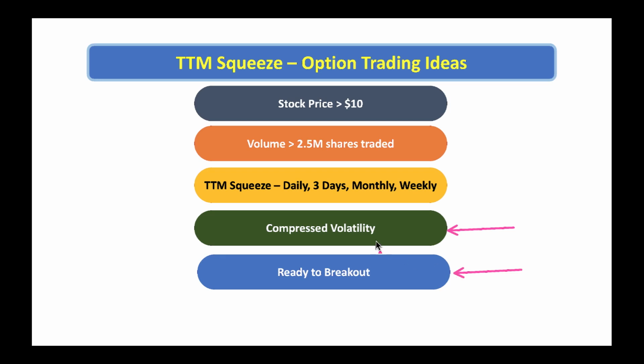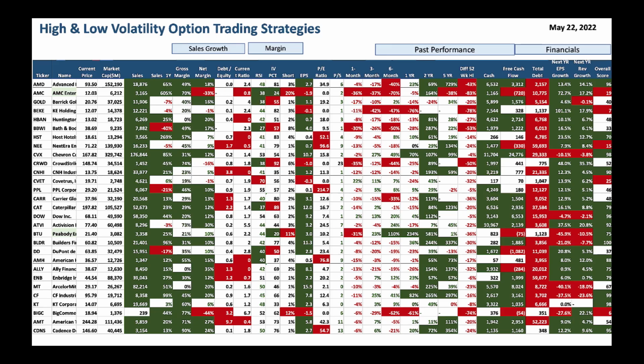When there's a tight compression of volatility, the stock has to move. Stocks can do their own thing for a long time, but we are looking for stocks that are ready to break out on the higher side or lower side. All right, now let's jump in here.